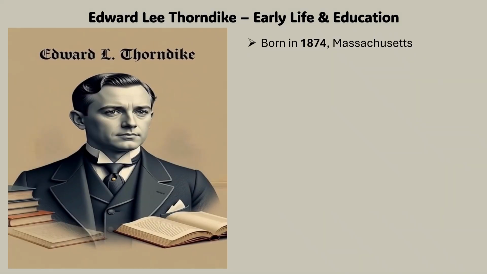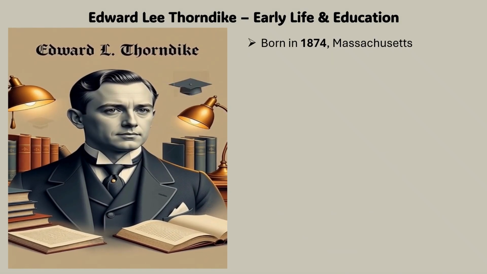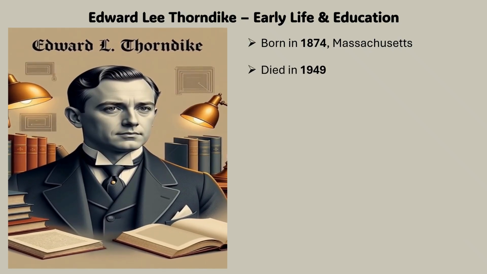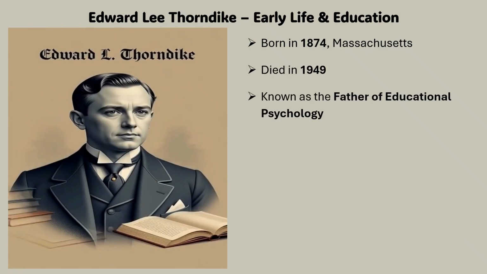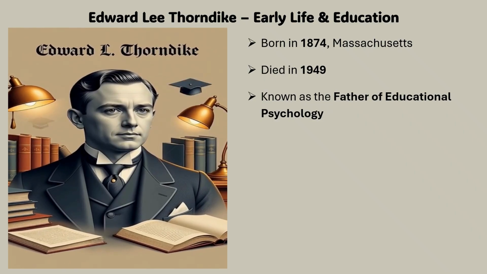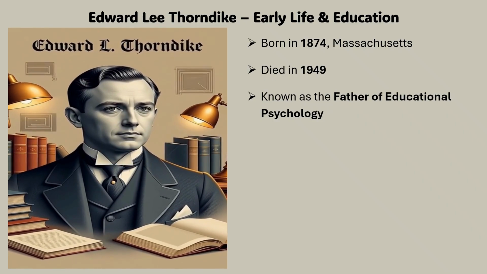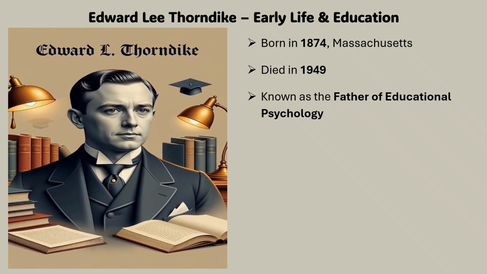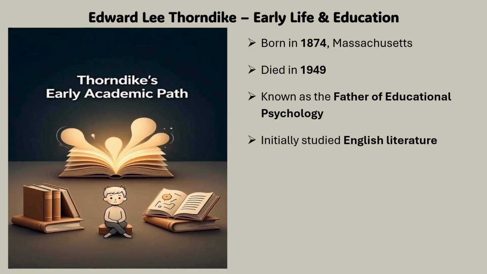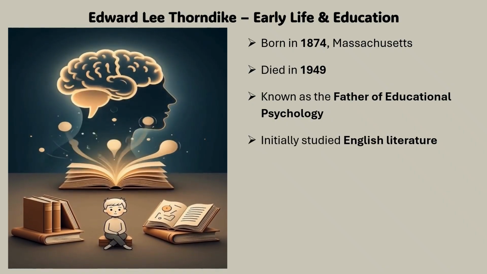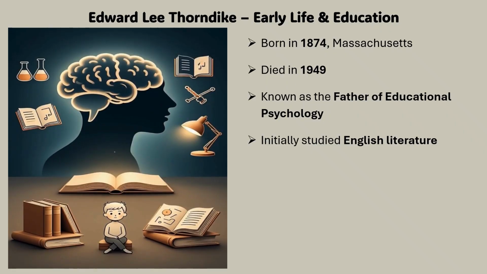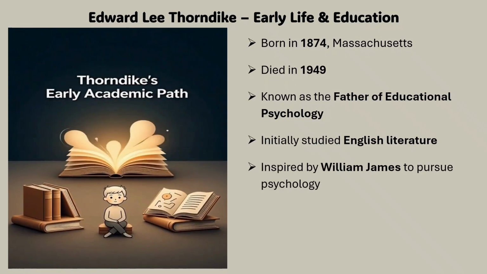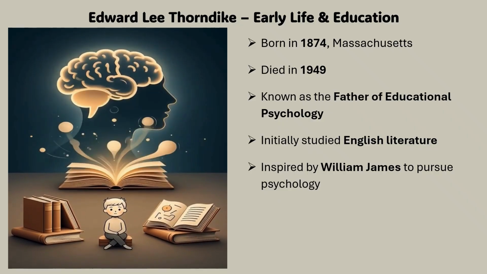Edward Lee Thorndike was born in 1874 in Massachusetts and lived until 1949. He is widely regarded as the father of educational psychology, and his influence on learning theory and education is profound. Thorndike did not begin his career in psychology. He initially studied English literature, but his exposure to the work of William James sparked a deep interest in psychology.